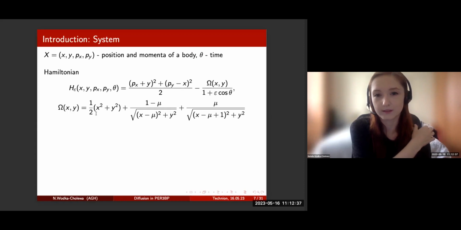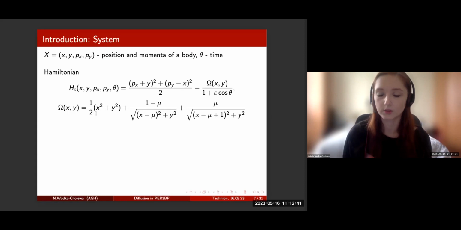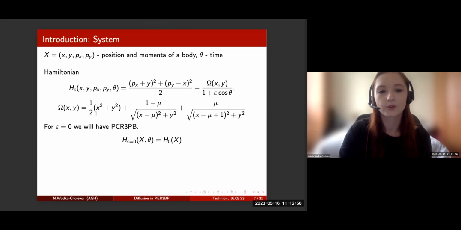other formula that is connected to the potential energy, right? Because the Hamiltonian expresses for us the energy in this system. Okay, I will not write any of the equations, because you can find them, and we won't do anything with them. So okay. And for epsilon equal 0, we will have a circular problem.